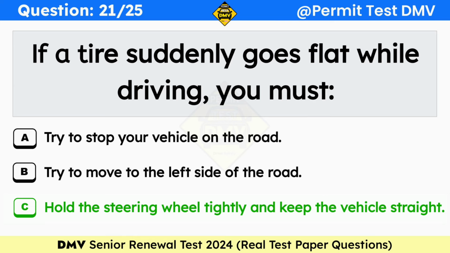If your vehicle's tire suddenly blows out or the accelerator malfunctions, one, turn on your emergency flashers. Two, hold the steering wheel tightly and steer straight ahead.